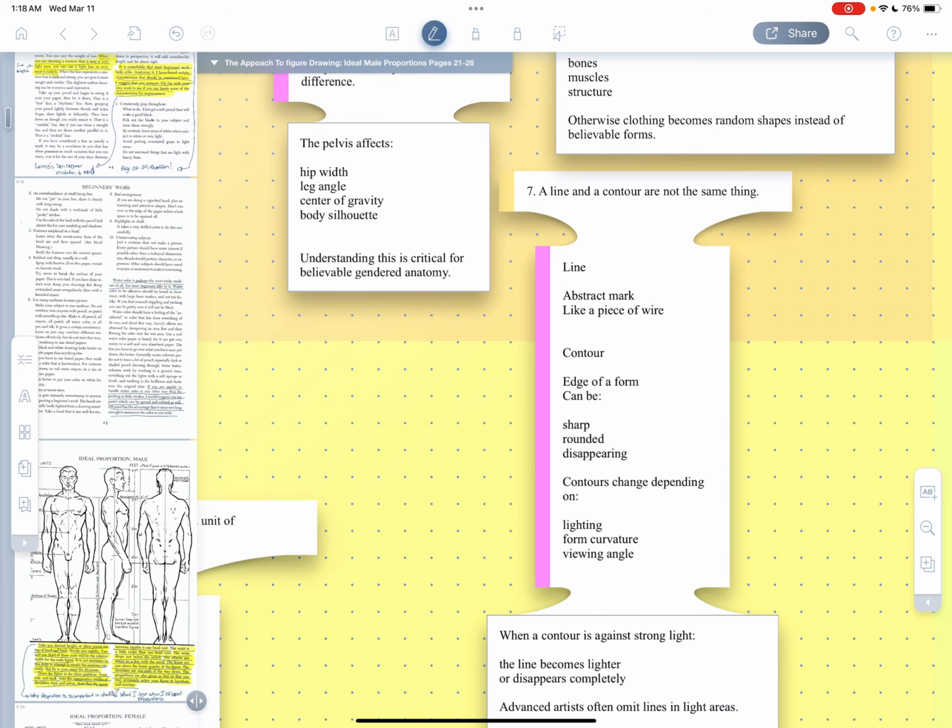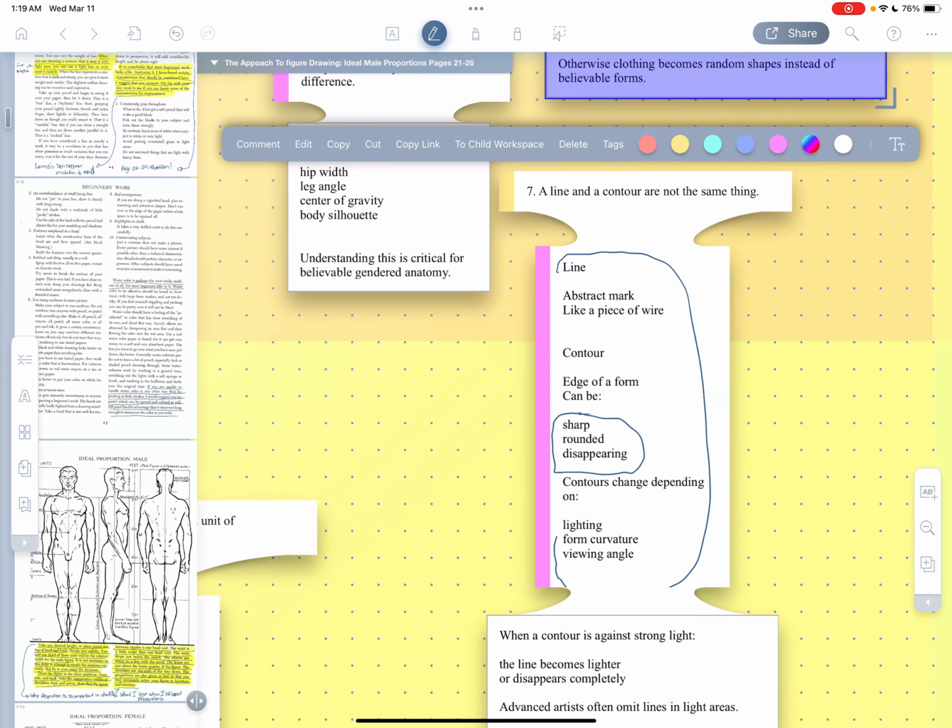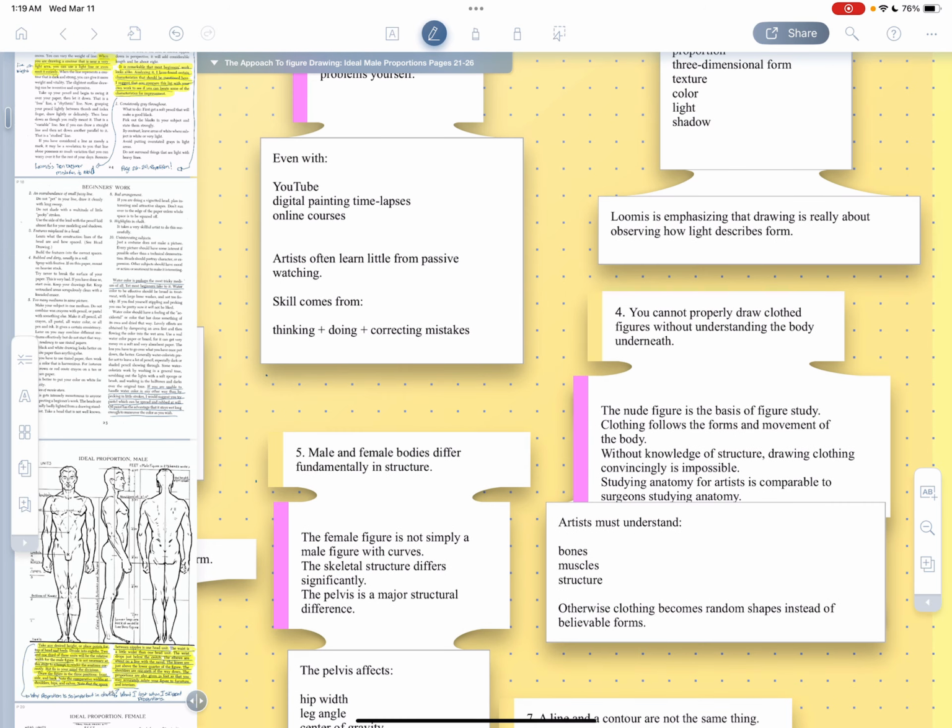Line and contour are not the same thing. He breaks down what line is. There's a page on lines, and he says line is an abstract mark like a piece of wire. Contour is the edges of form, which can be sharp, round, or disappearing. Then he goes on to talk about these edges in the pages: the sharp edges of a box meeting its corner, round edges, like the beginning fadings of a cylinder or a ball disappearing, that will be a lost edge. So later when he goes into light and shadow, he's going to talk about that too.